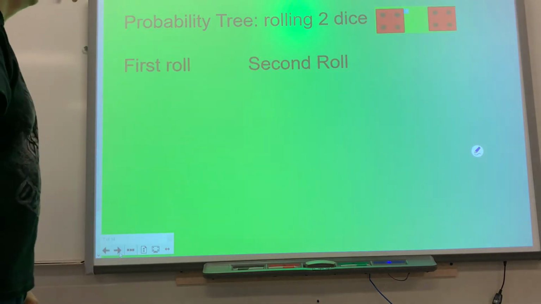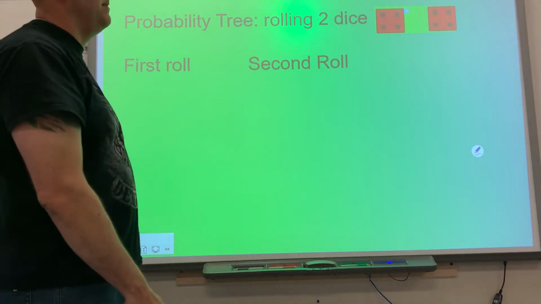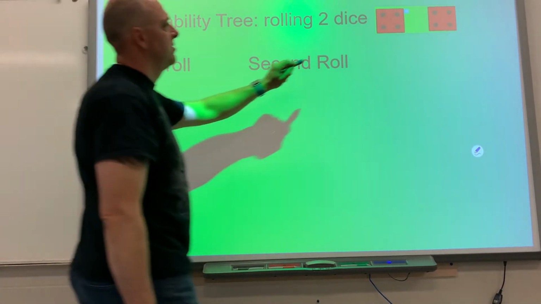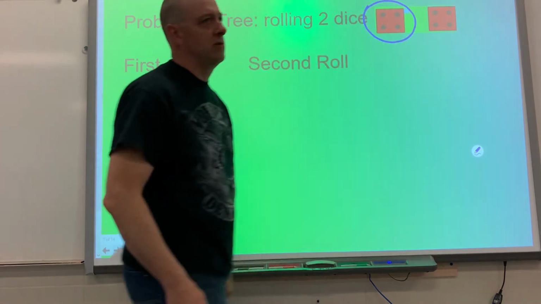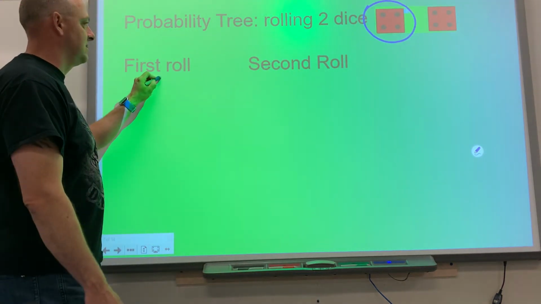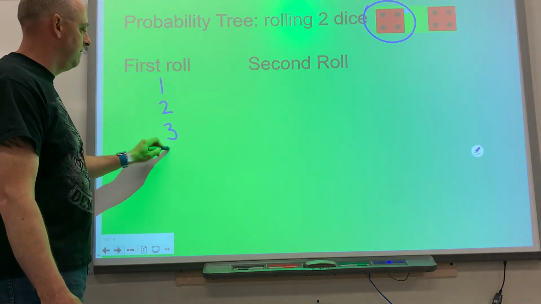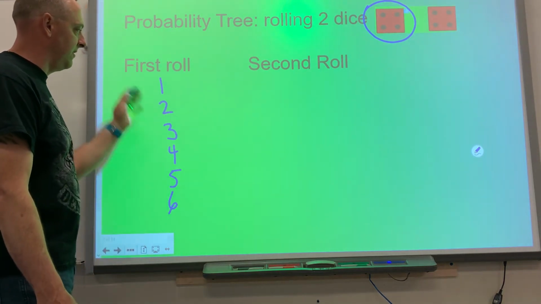We can also do a probability tree. This one is probably my least favorite, because what you would do is you list everything that could happen in the first roll. So if you were to roll this die right here, what's the lowest number it could land on? Yeah, 1, 2, 3, 4, 5, 6. There's all the things it could land on.